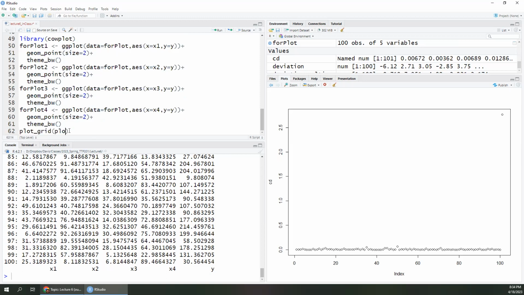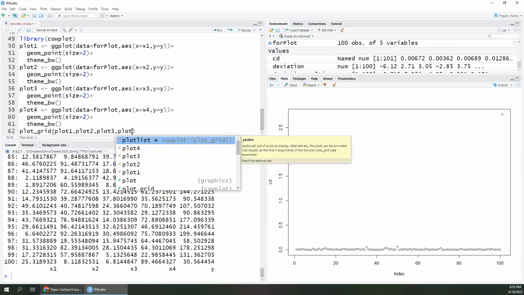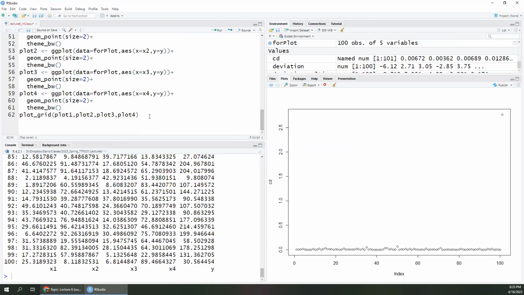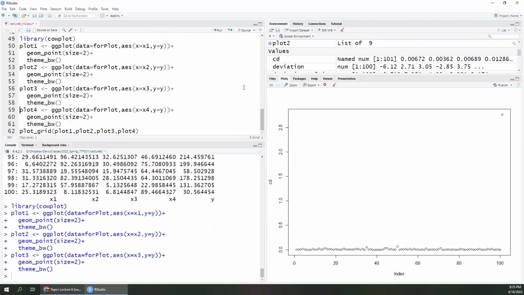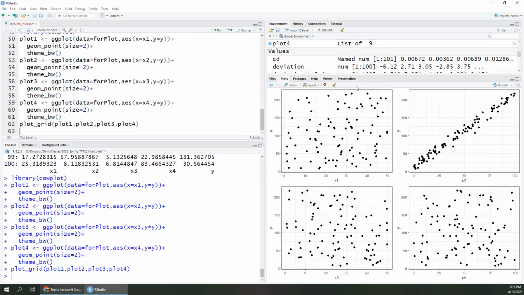And we're going to plot them all together. Oops, I should call these plot 1, plot 2, plot 3, and plot 4. I haven't actually tested this in ggplot yet, so hopefully this all works out. Okay, great.